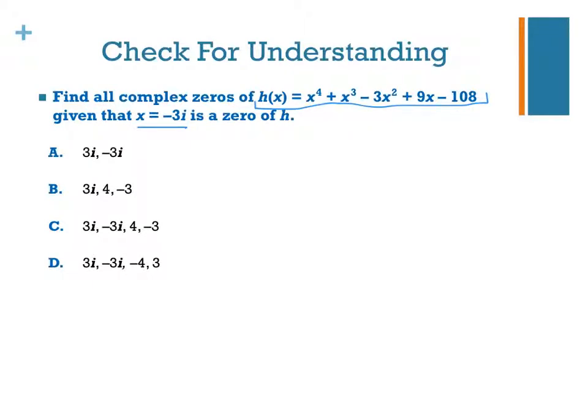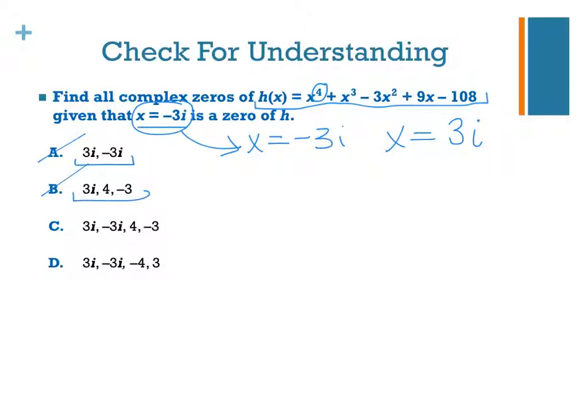All right, so what we're going to do here is I have 4 choices. First of all, I know x equals negative 3i is a 0. All complex or imaginary zeros come in what's called conjugate pairs. So if negative 3i is a 0, so is positive 3i. Now, I already know that this polynomial has 4 zeros because it's a degree 4 polynomial. It's quartic. So I know A and B aren't my choices because A only gives me 2 zeros and B gives me 3 zeros. So my answer is either C or D.